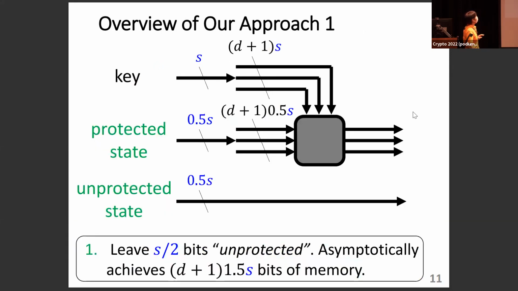Well, we don't do anything on the key. For the state, we divide the S-bit state into 0.5S of protected state, and the other half for unprotected state. The unprotected state is, well, unprotected, so we don't expand the state size into multiple shares. By this approach, asymptotically, we achieve (D+1) times 1.5S bits of memory. But of course, I'm cheating in this figure, because the unprotected state is obviously vulnerable, obviously weak.